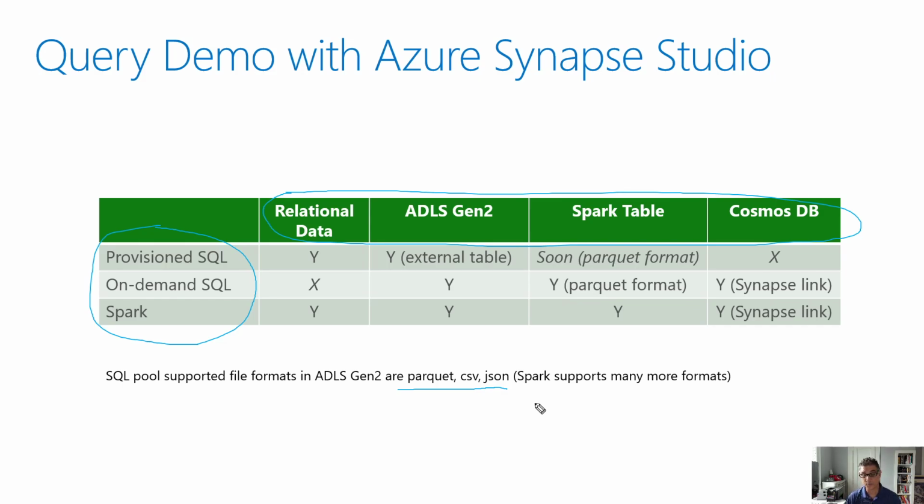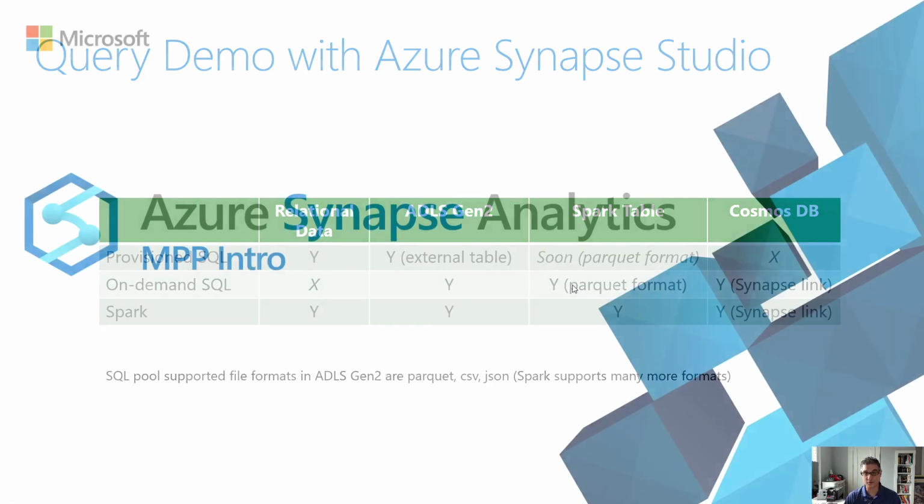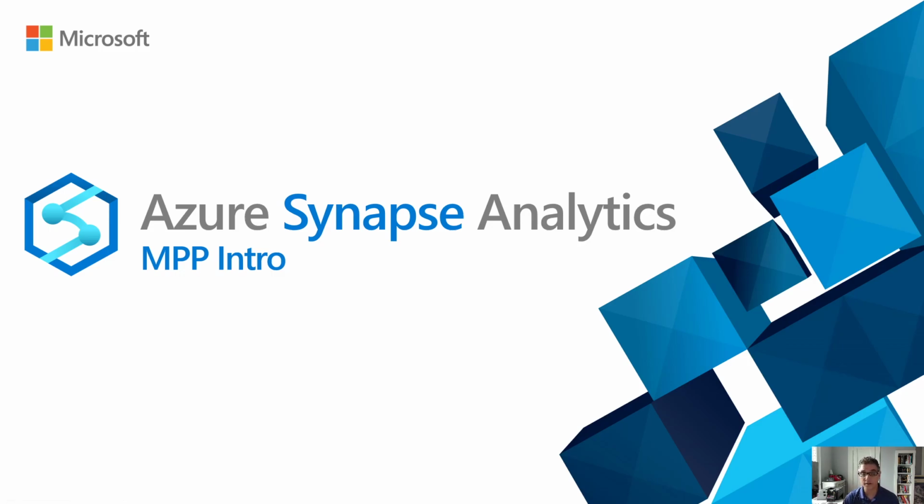The Spark inside of there can query any data in any format on there, but for the SQL pool, it's limited to those three. And I wanted to give you a quick introduction on MPP technology, which is the basis of how Synapse is built.